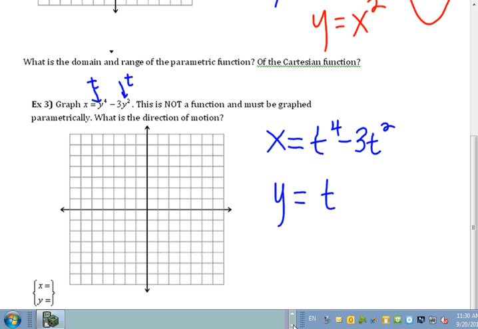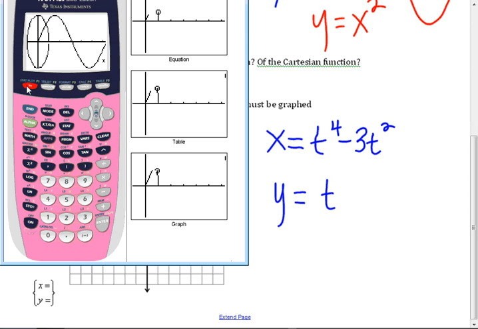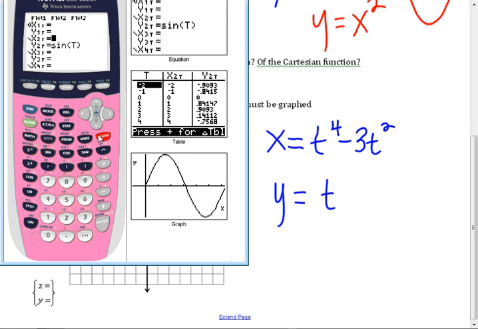This is example 3. So we're going to go y equals. We still have to do a little work. I'm going to clear everything out. And yeah, we're probably going to be using calculators, because this is so weird.